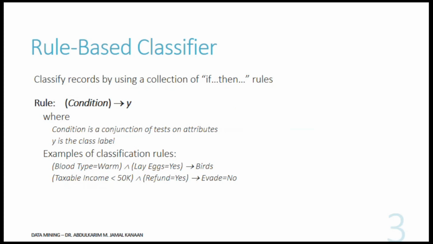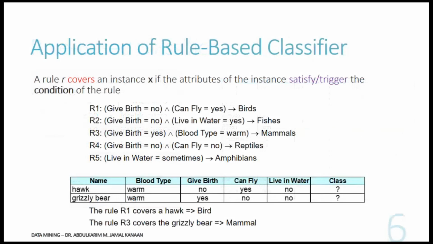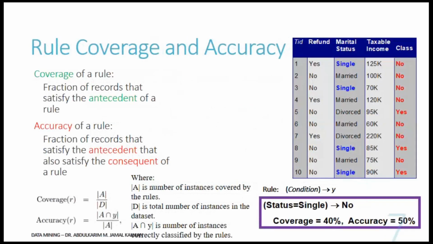Okay, so here is an example. If blood type is warm, lay eggs, yes, then this species is bird. If taxable income is less than 50K, and refund yes, then evade equals no. Simply like as you write your if condition. So we already discussed these. I don't want to go back again, unless you have a question, by all means. So these are the rules, and we can evaluate our rules using the metrics coverage and accuracy.